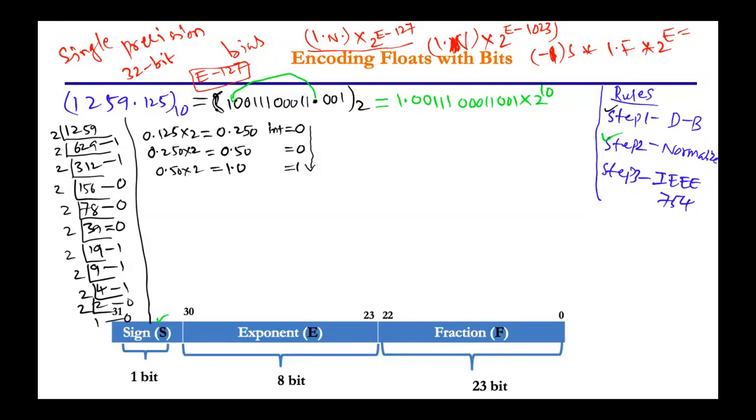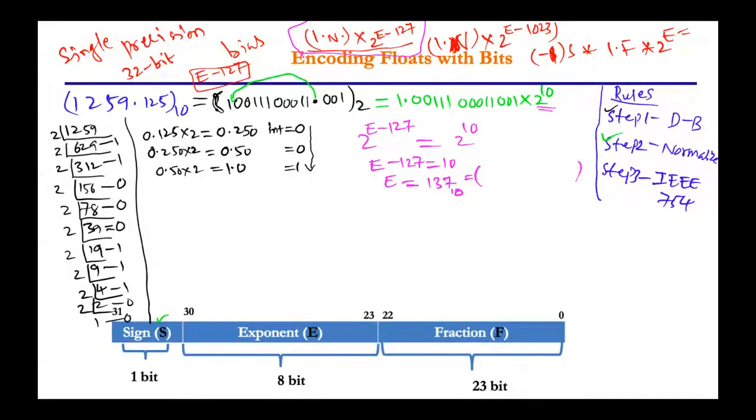Okay, let me check it. As per this equation, 2 to the power of e minus 127 is equal to 2 to the power of 10, right? That means e minus 127 is equal to 10, so e is equal to 137. So convert this 137 decimal into binary.